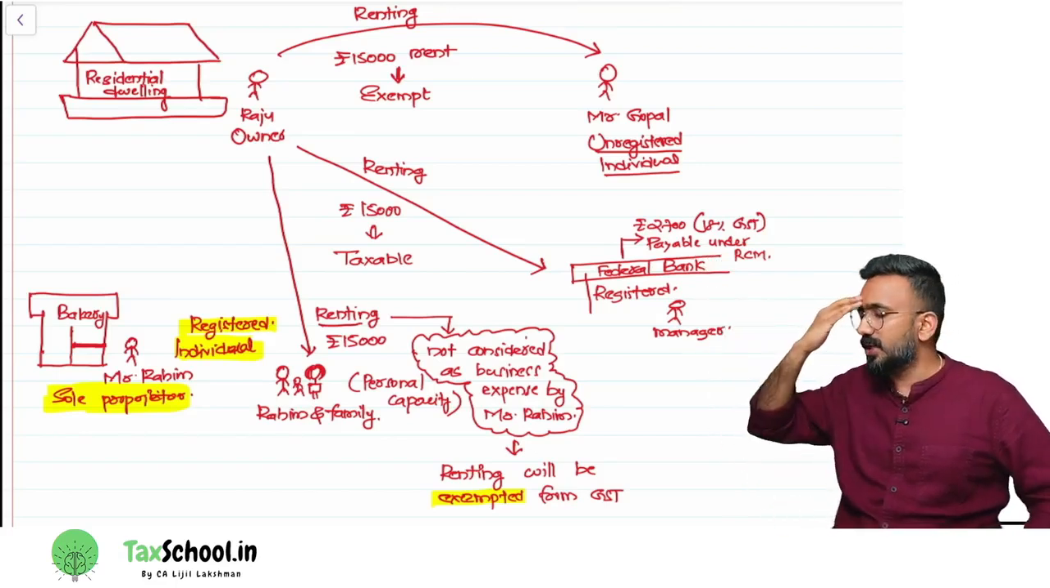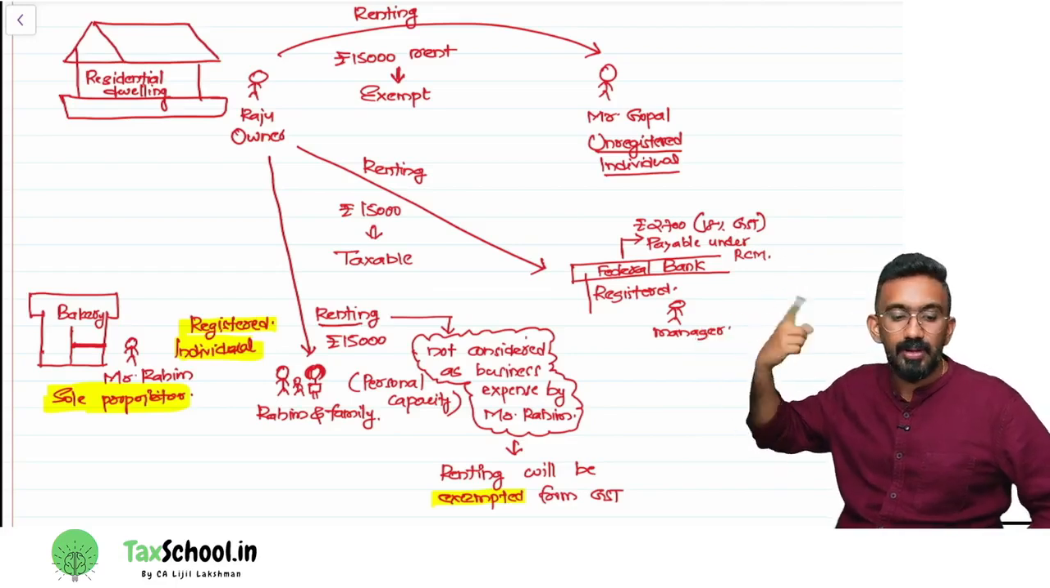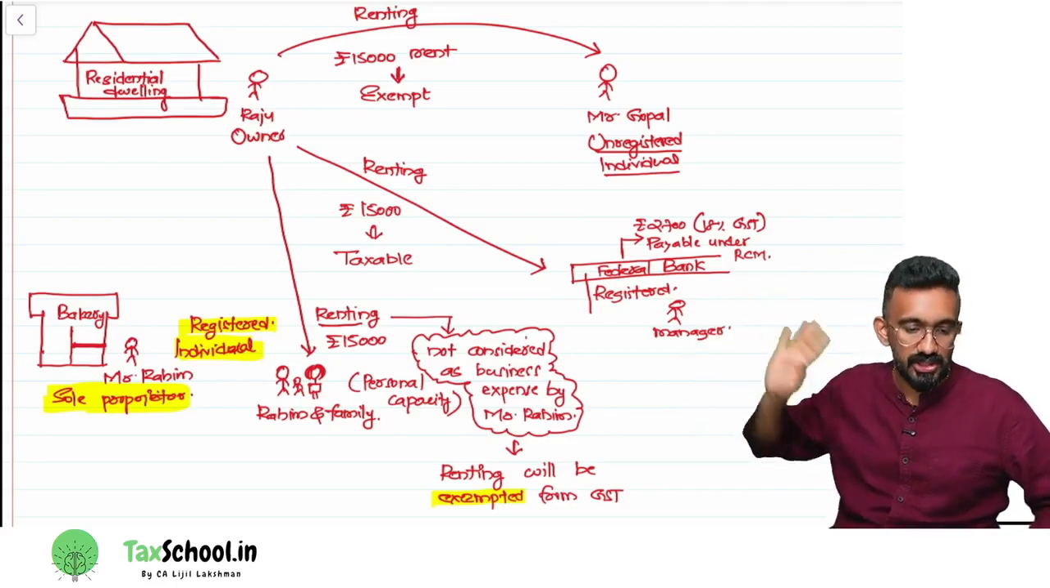Second, they have given this property to Federal Bank, which is registered, for their managers to stay. Then I have to think, okay, recipient is registered, Federal Bank. Who will pay taxes? Federal Bank will pay tax under reverse charge.